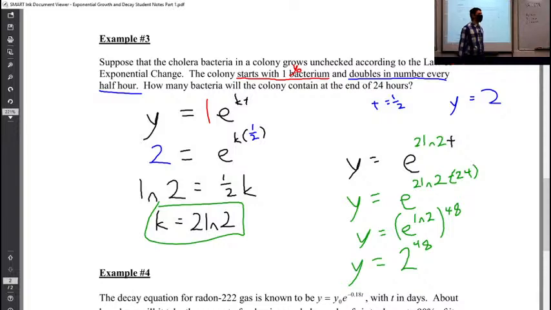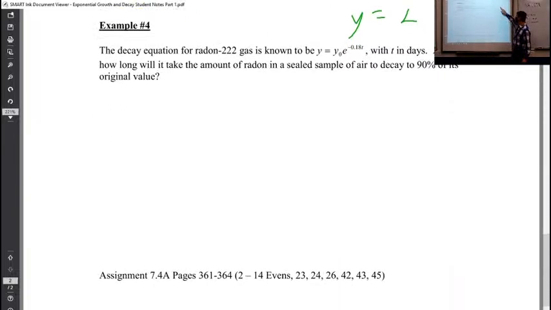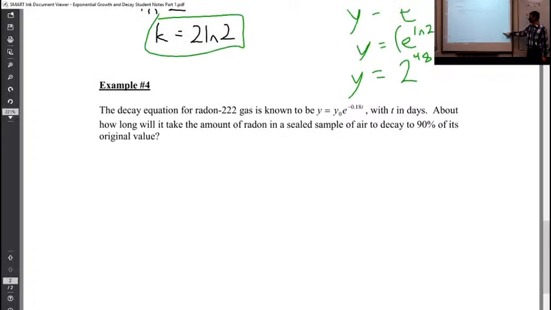Let's do a couple more. Well, this time we have the equation. Ignore the assignment. I'll have a homework assignment for you later, but not right now. The decay equation is known to be y equals y naught times e to the negative 0.18t, with t in days. About how long will it take for the amount of radon in a sealed sample to decay to 90% of its original value?